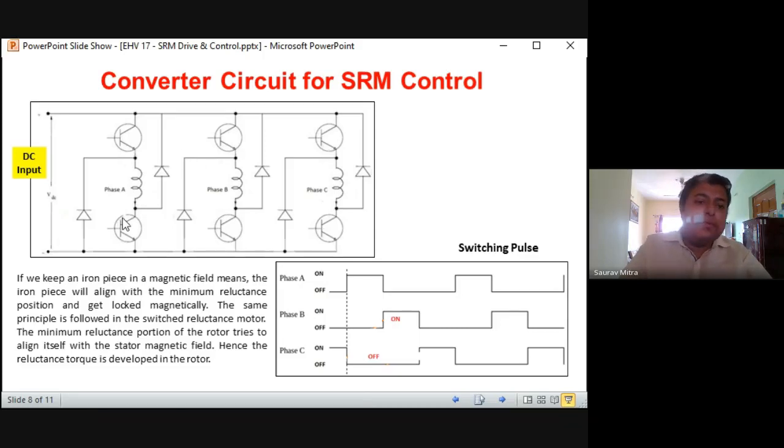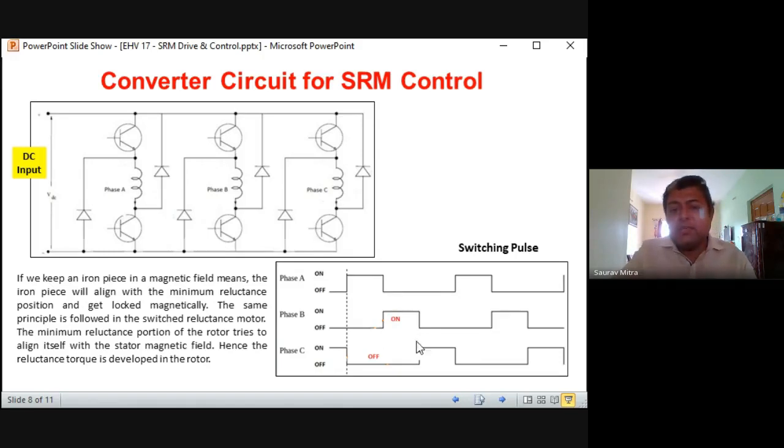So when 1 and 4, when this 1 is on, 4 should be off. When this 3 is on, 6 should be off. And when this 5 is on, 2 is off. Okay, so this 1, 3, 5 may be there for the positives, that is current flowing in the clockwise direction, and this 4, 6 and 2, they might be the current in the anti-clockwise direction.